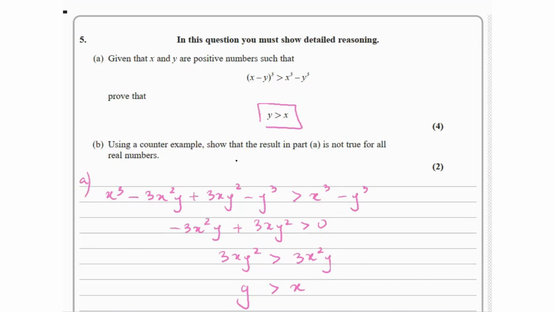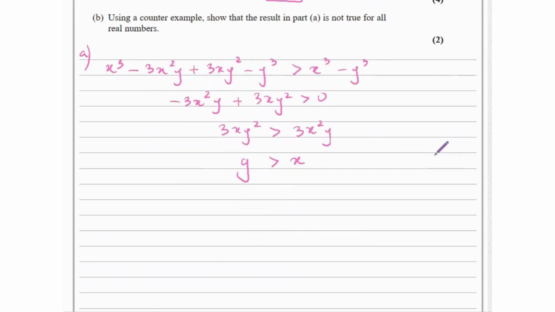Using a counterexample, show that the result in part A is not true for all real numbers. So for that, let's assume that x is 3 and y is −1. A counterexample is going to be the opposite thing. In part A, they're saying y is greater than x. We're proposing the opposite, that x is bigger than y. So let's say x is 3 and y is −1.